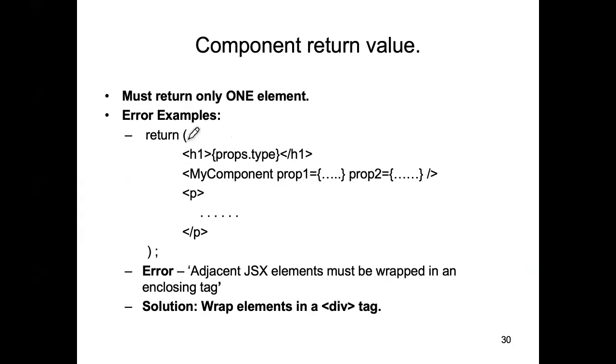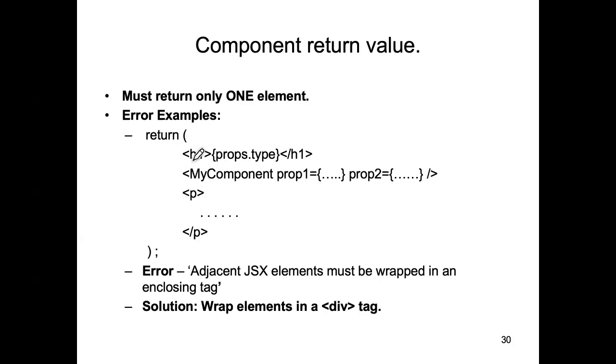But other than that, a component can return any simple or complex piece of JSX, but it has to return only one element. So this example here is not going to work, because what I'm returning here is an H1, a my component, and a paragraph. I'm trying to return 3 different elements. The reason this doesn't work goes back to how this transpiles. It will transpile into trying to return 3 different results of invoking React.createElement. No matter what language we're talking about, a function or a method can only return one thing, whereas here we're trying to return 3 things.